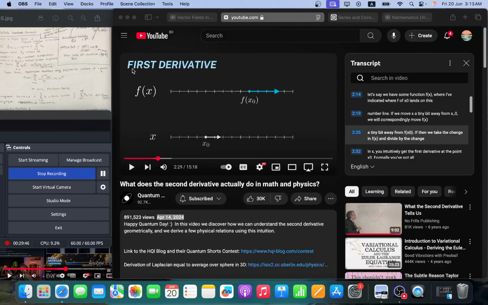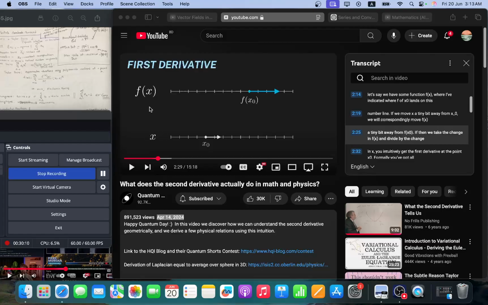Okay, so it starts by recapping the first derivative. The idea is that two things are related. So x is anything. I think the best way to conceptualize this is that x is a random variable, and this function is a function of that random variable.